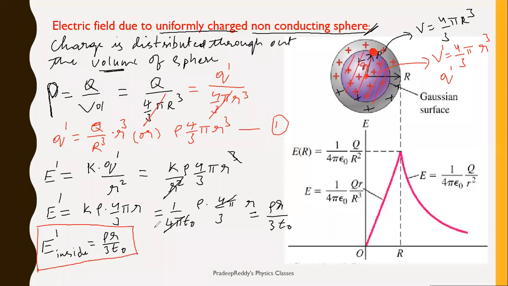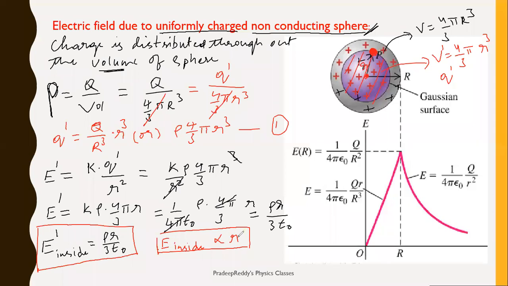So where you are finding the field, that particular radius you need to take. Now from this equation it is clear that electric field inside the material is directly proportional to r. Check it up in the equation. We have r, rho is constant, 3 epsilon naught is also constant. So what is left over here? It is only r. So E dash will be proportional to r.